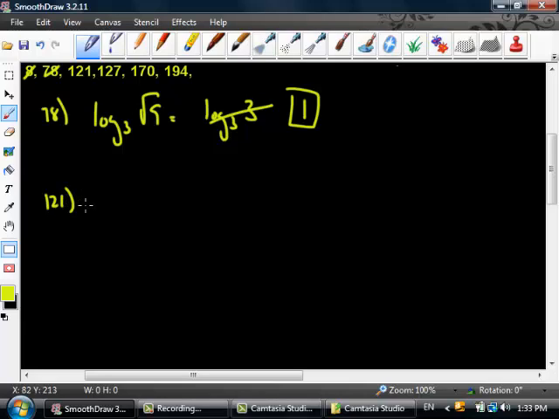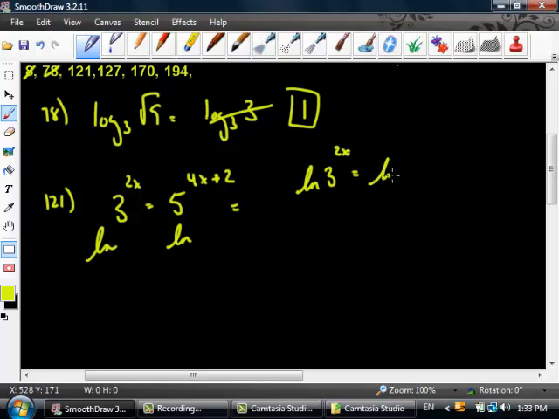121. I'm going to need your guys' help. You guys have the calculators. 3 to the 2x equals 5 to the 4x plus 2. When I can't do anything with the bases, when I can't manipulate the bases to have them be the same, I'm going to take the ln of both sides. So that becomes ln of 3 to the 2x equals ln of 5 to the 4x plus 2.